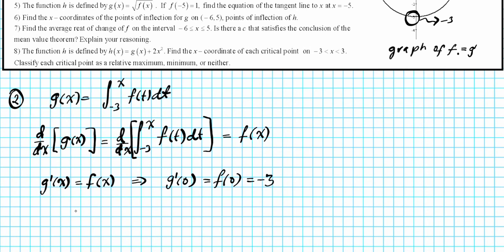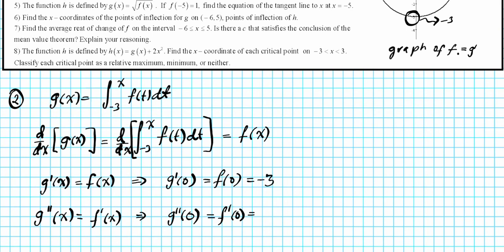Okay, now the second part we're to find is g double prime. Now, if g prime of x is equal to f, then g double prime of x is simply going to be what? It's simply going to be the derivative of this function right here. It's going to be f prime of x. Okay? So if g double prime of x is equal to f prime of x, then what is g double prime of 0 going to be? G double prime of 0 is simply going to be f prime of 0.